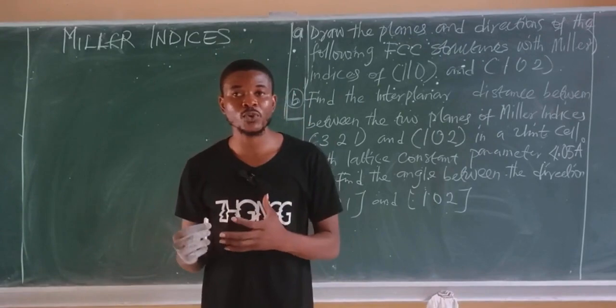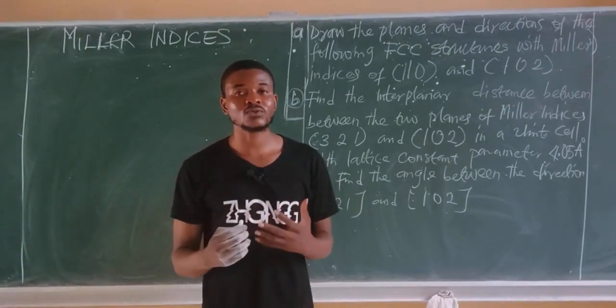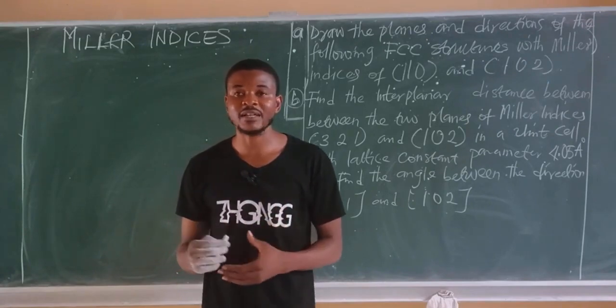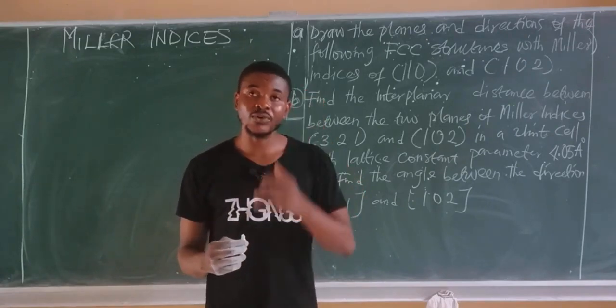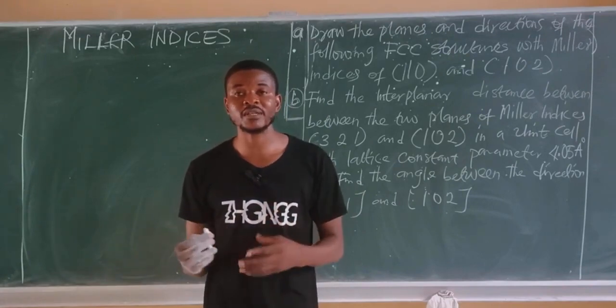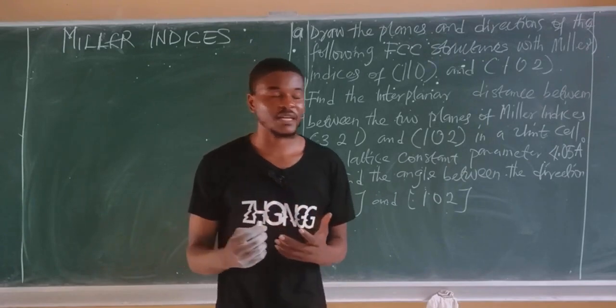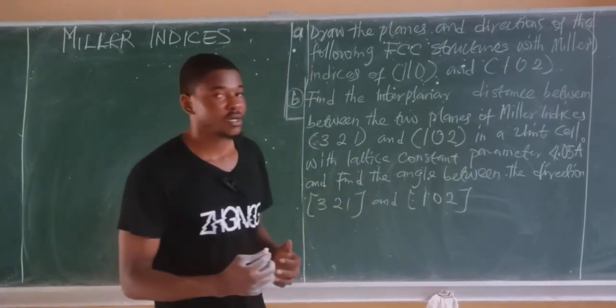Alright, so in the previous video, we talked about Miller indices, how to draw the positive planes and how to draw the negative planes and determine their directions as well. In that video, I also gave the formula for calculating the interplanar distances between two planes. I also gave the formula to calculate the angle between a plane or a direction. So let's consider this question on the board.